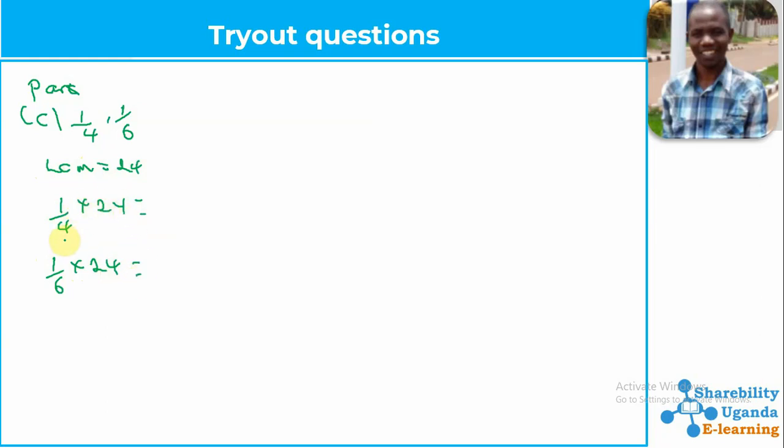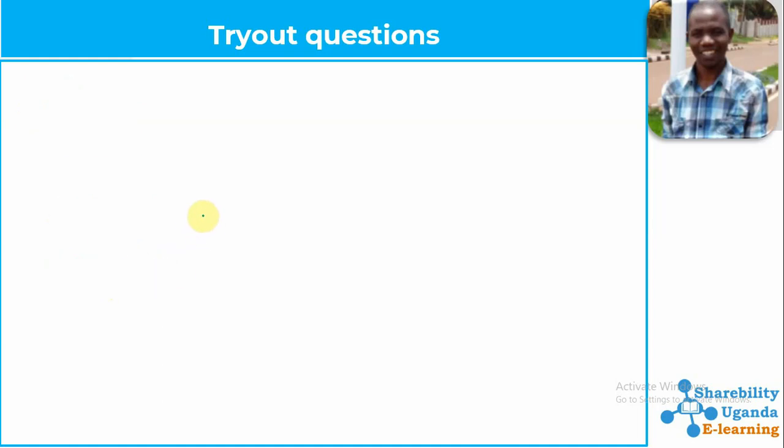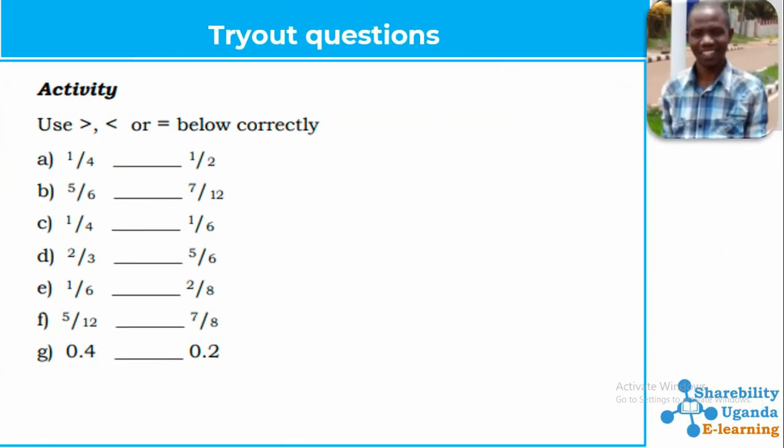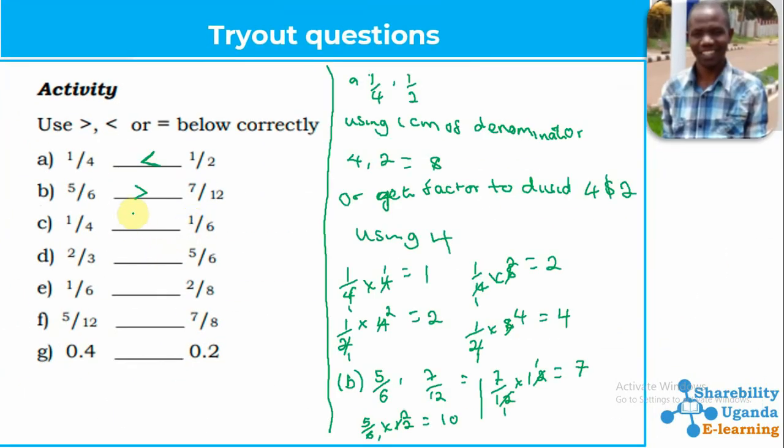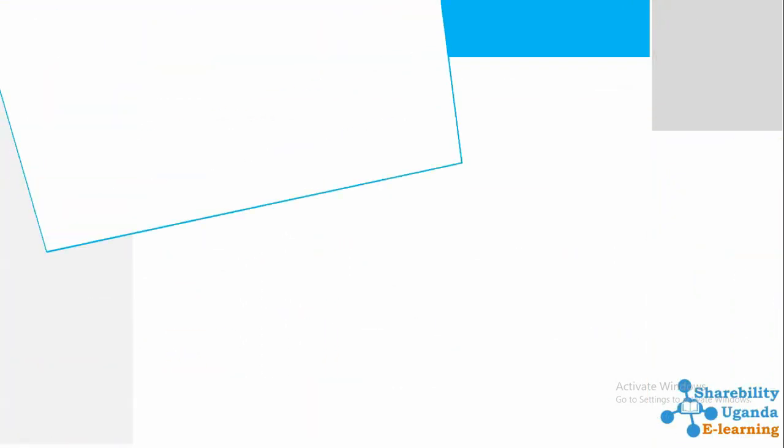We say 24 divided by 4. Our answer is going to be 6. 24 divided by 6. Our answer is going to be 4. So our 1 out of 4 is greater than 1 out of 6. Okay, so then here we can come and write this one is greater than 1 out of 6. And then also come to our part D.